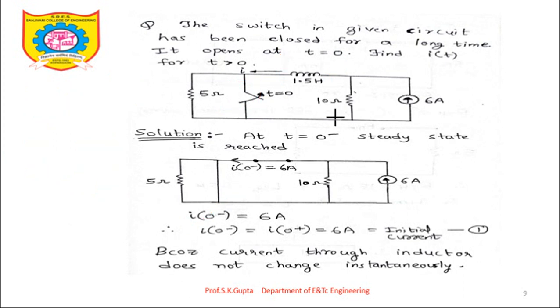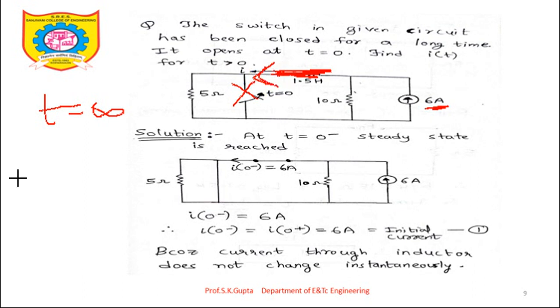Now I will focus on calculating the final value. This switch was open, so this is not present. For the final value, t equal to infinity means steady state has been reached. In steady state the inductor is short circuited. So what I am left with is one 5 ohm resistor in parallel with one 10 ohm resistor, and here the total current is 6 ampere.